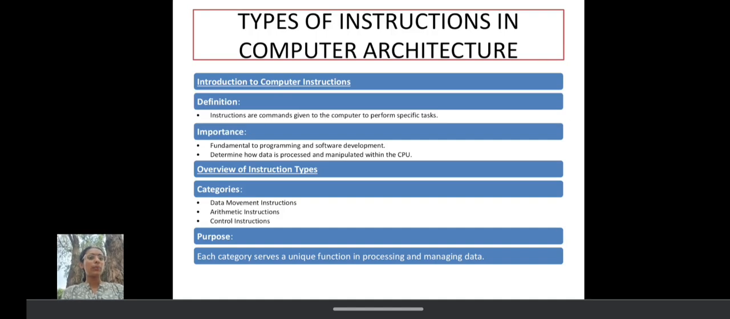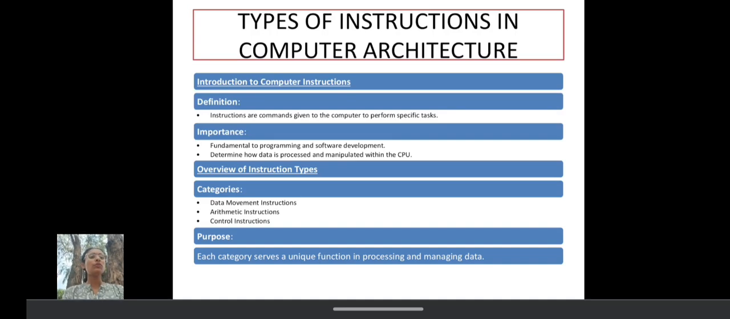Introduction to Computer Instructions. For the first point, definition. Instructions are commands given to the computer to perform specific tasks. What is the importance? Fundamental to programming and software development. Then they determine how data is processed and manipulated within the CPU.